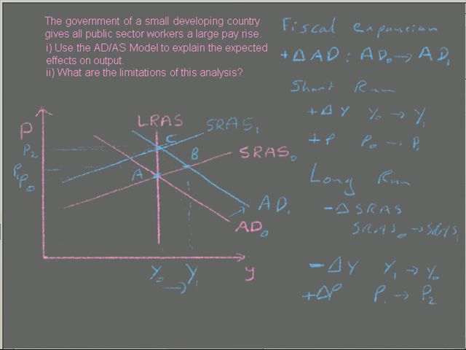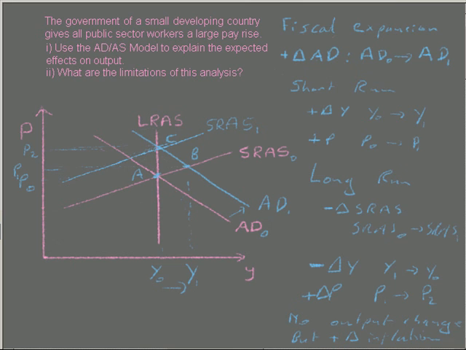So no output change in the long run, but increased inflation. So the lesson from this is that according to this theory, this model, in the long run, increasing aggregate demand can boost supply briefly, but in the long run, all it does is leave you with the same supply but increased price or increased inflation level.